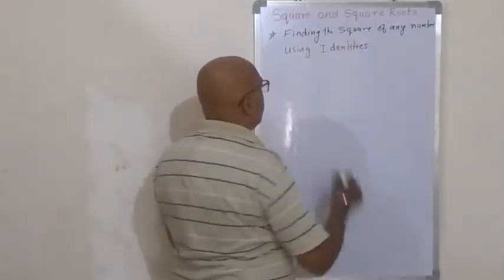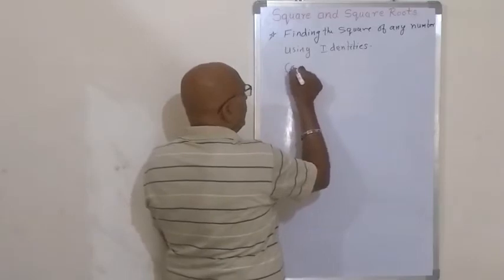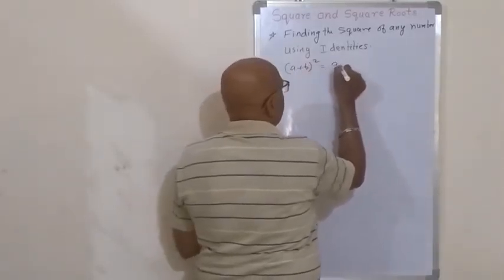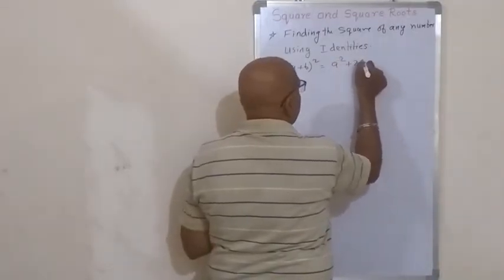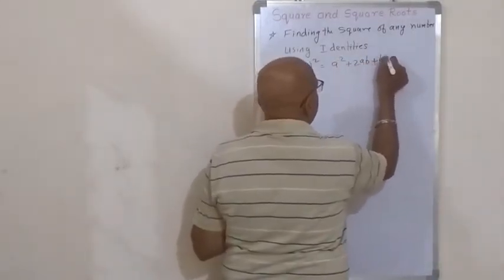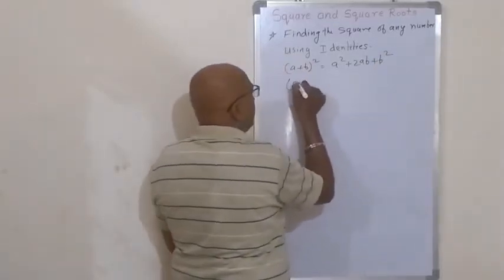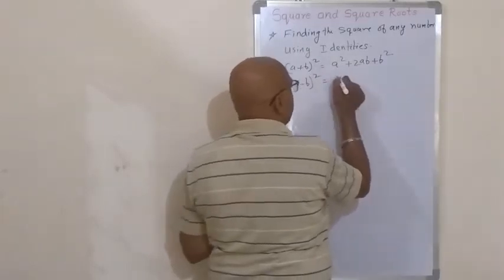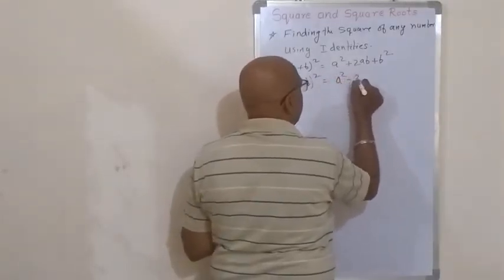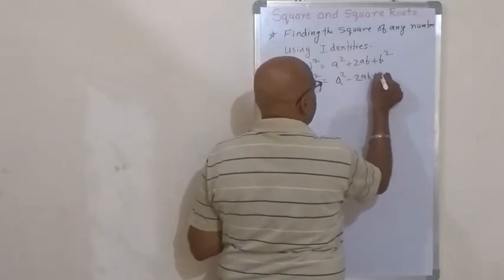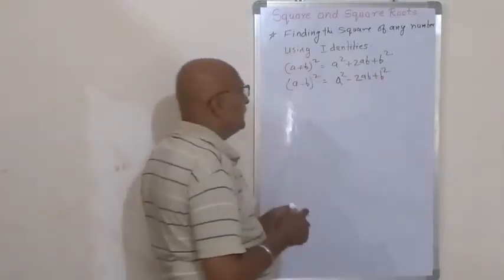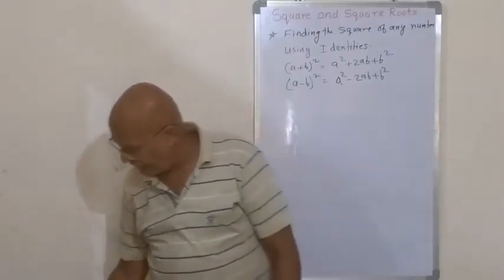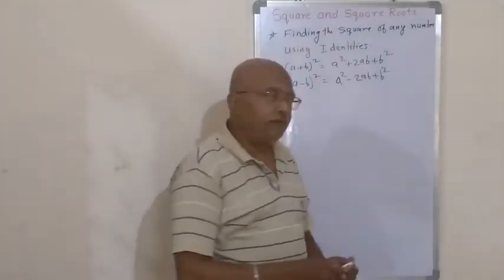Using identities. Now which identities we are using? A plus b whole square equal to a square plus twice ab plus b square. And second identity is a minus b whole square equal to a square minus 2ab plus b square. So these are the two identities which we are going to use here.